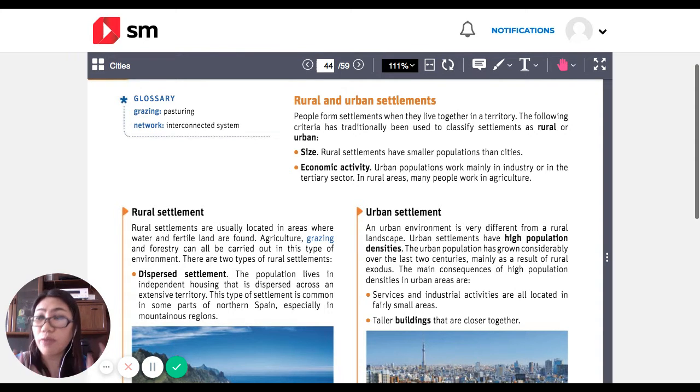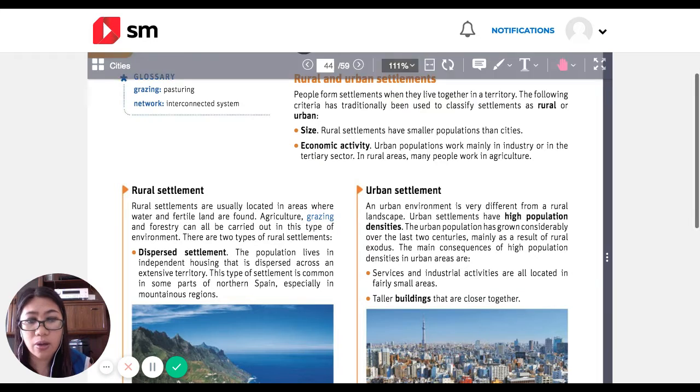So, rural settlements are located in areas where, remember, water and fertile land are found. Okay, so their main economic activities are agriculture, grazing, and forestry. So, dispersed settlement means that the population lives in independent housing in a very extensive, when we say extensive, very large territory, and usually in a mountainous area. Okay, so that is dispersed settlement.